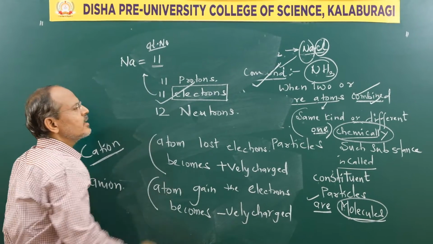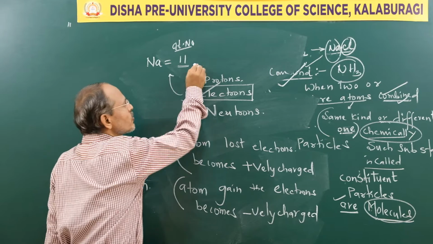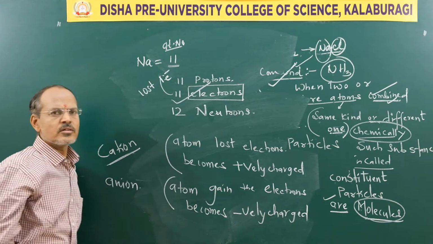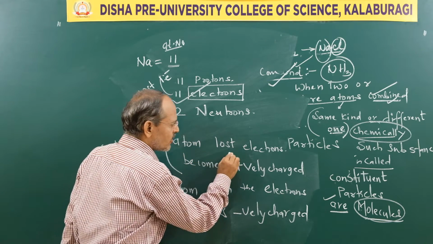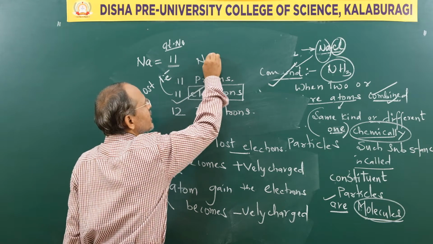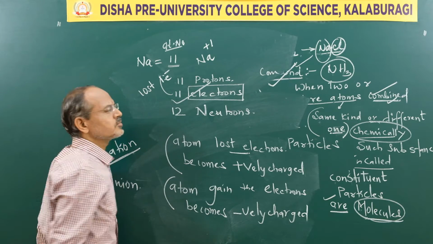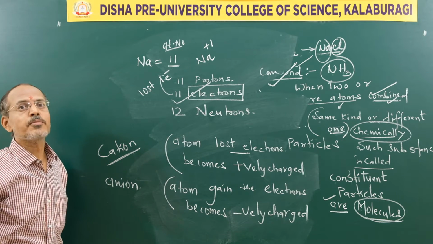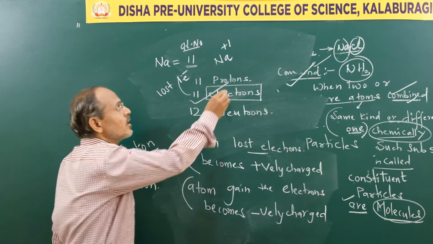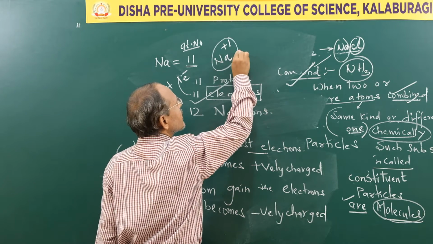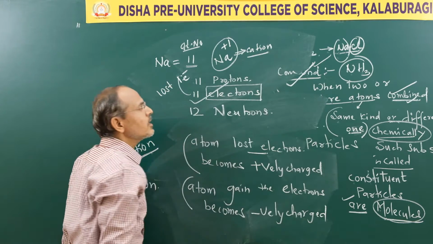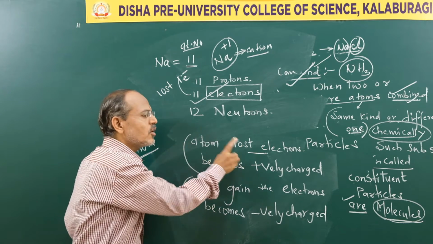For example, sodium's atomic number is 11. It lost one electron. Sodium lost only one electron. That becomes Na plus 1, or 1 plus. This we call a cation. We call it the sodium cation because it lost one electron.